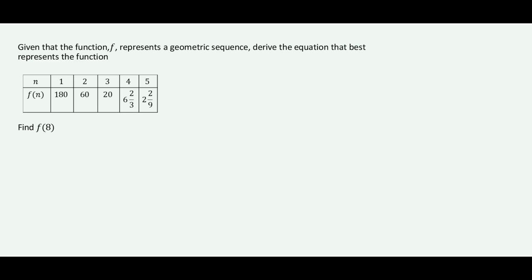So our first term, a, is equal to 180. Now let's look at our common ratio. We go from right to left, so we have 60 divided by 180 and 20 divided by 60, so we have 1/3. So our function is now going to be a, which is 180 multiplied by 1/3 to the power of n minus 1.